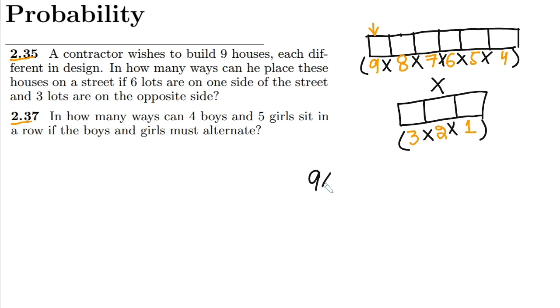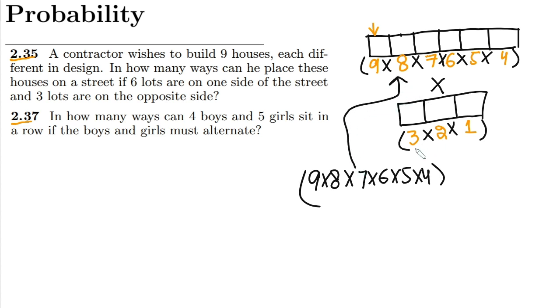I will get 9 multiplied by 8 multiplied by 7 multiplied by 6 multiplied by 5 multiplied by 4, and these are the choices here. Multiply it with this one, and these are 3 multiplied by 2 multiplied by 1. Now we can see that these are multiplied together, and it can very easily be seen that these are the 9 factorial choices.